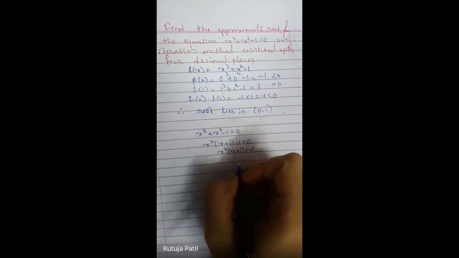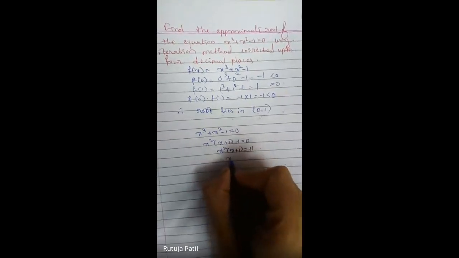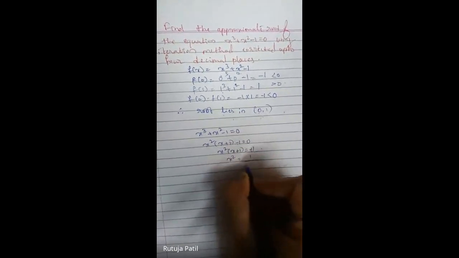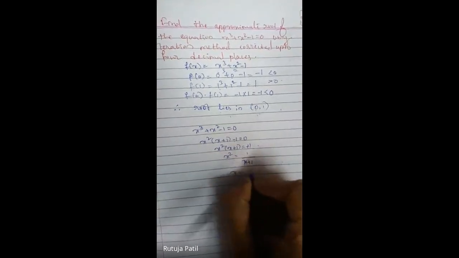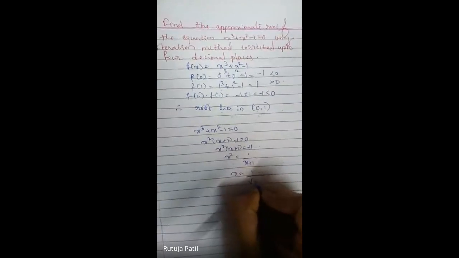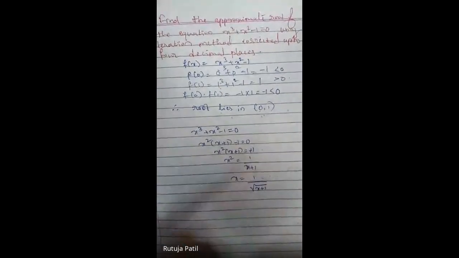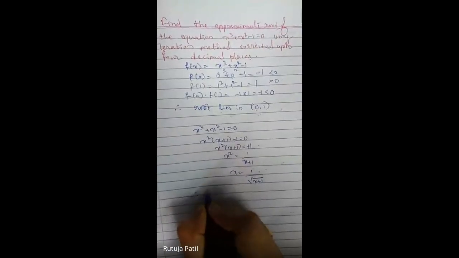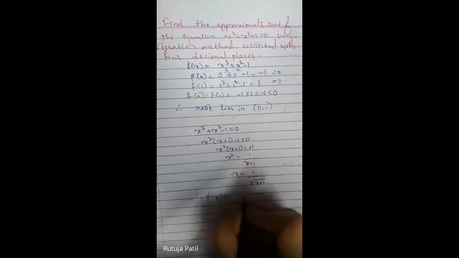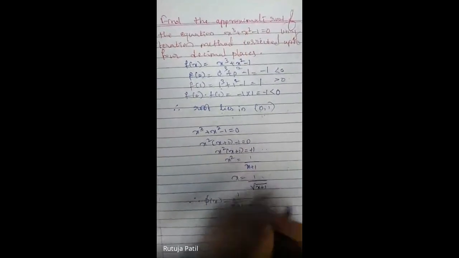Now next, x square I'll keep here, and 1 divided by x plus 1. If you bring this to the left side, what happens? x is equal to 1 divided by square root of 1 plus x. Okay, so therefore what we got, psi of x is nothing but 1 divided by square root of x plus 1.